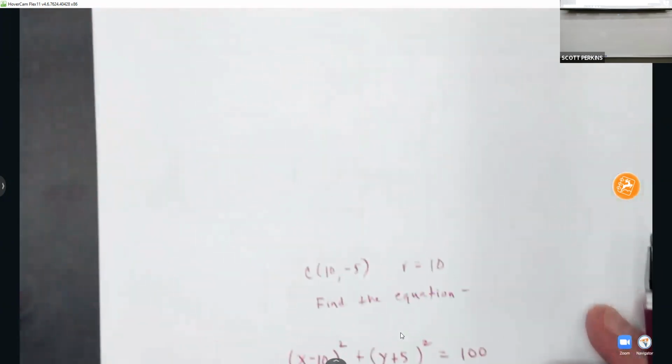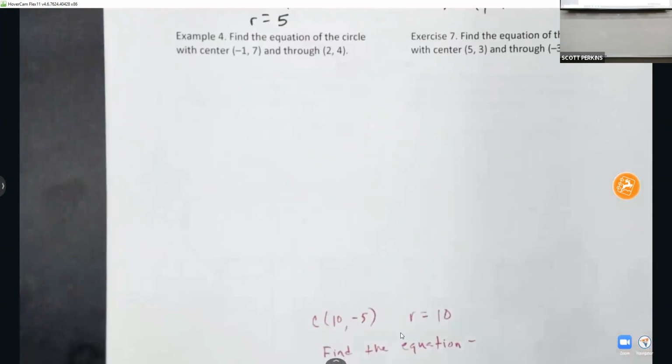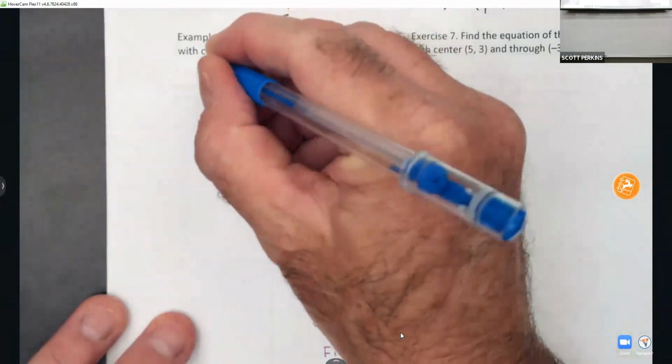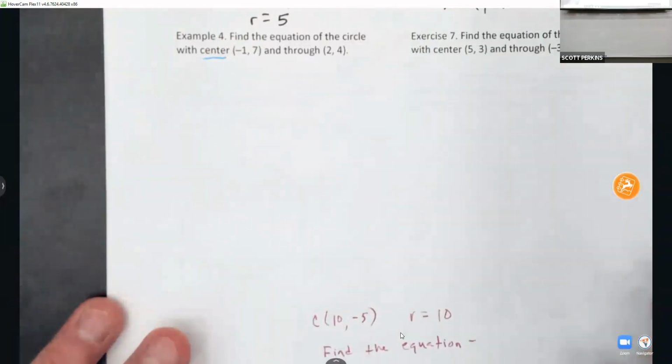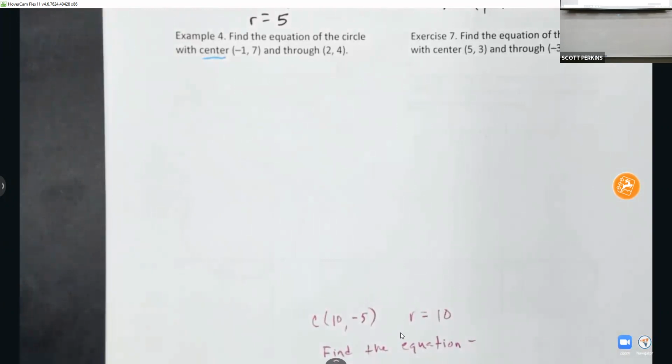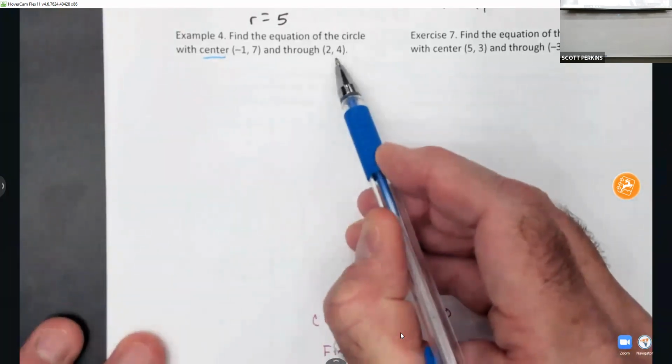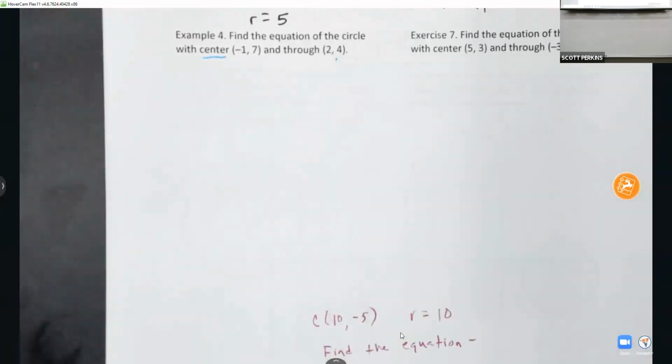Okay, so now we're going to go up to this problem right here, example 4. Example 4 says, find the equation of a circle with center negative 1, 7. Okay, that's good. I've got the center. But this time I'm making you work a little more. I just don't give you the radius. I tell you that it goes through the point 2, 4. So I have a circle. I've given you the center. I've given you a point it goes through. How can I get the radius?